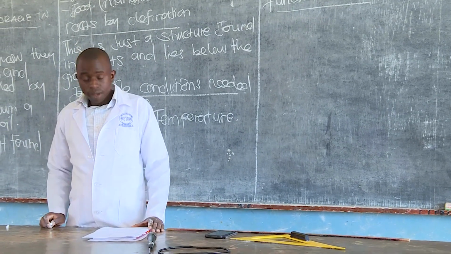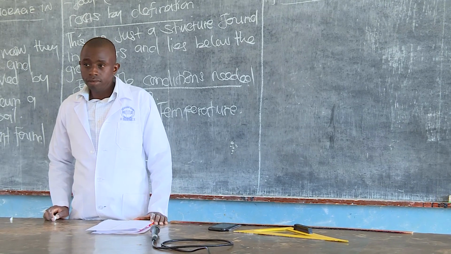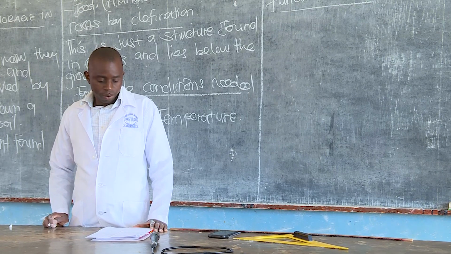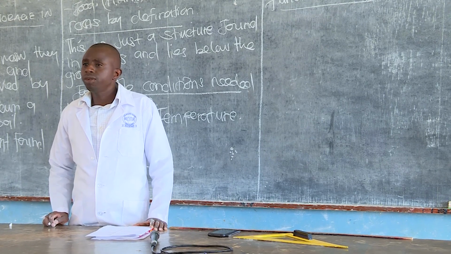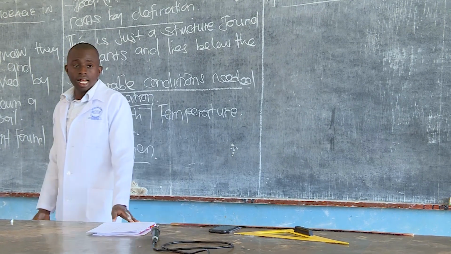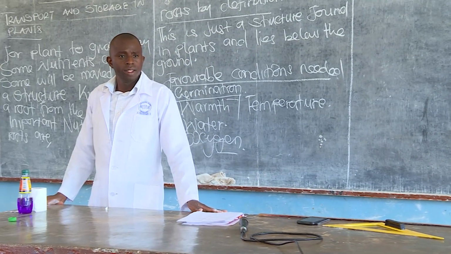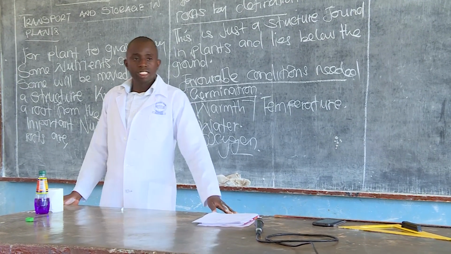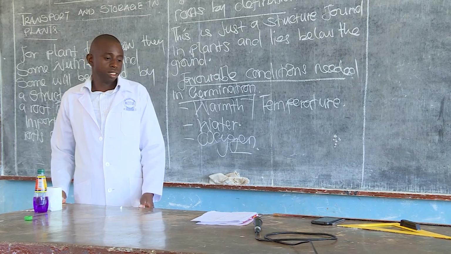Provides anchorage to the plant on the ground. It provides anchorage to a plant. What is the meaning of the word anchorage? What is provision of anchorage for a plant? To support the plant to the soil, to make it firm, to stand on its own. It makes the plant to be firm on the ground.